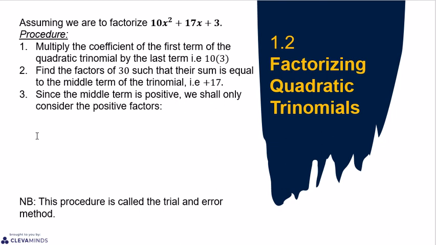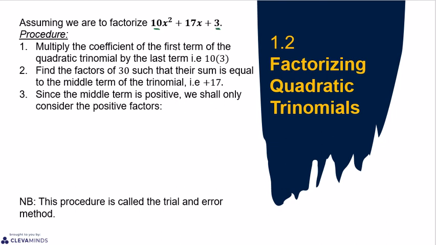So let's quickly look at some examples of factorizing quadratic trinomials. Assuming we have to factorize 10x squared plus 17x plus 3. The procedure here is to multiply the coefficient of the first term of the quadratic trinomial by the last term. By that, what do we mean? The coefficient of the first term is 10, while the last term is a constant. The last term has no coefficient.